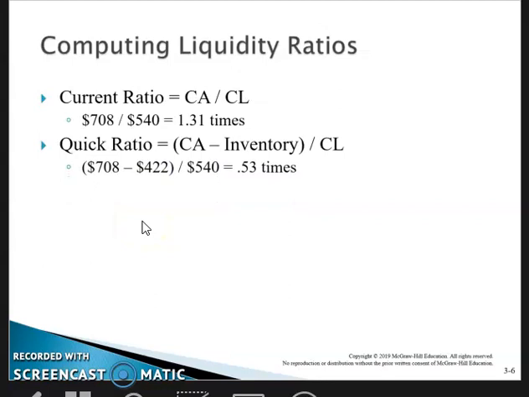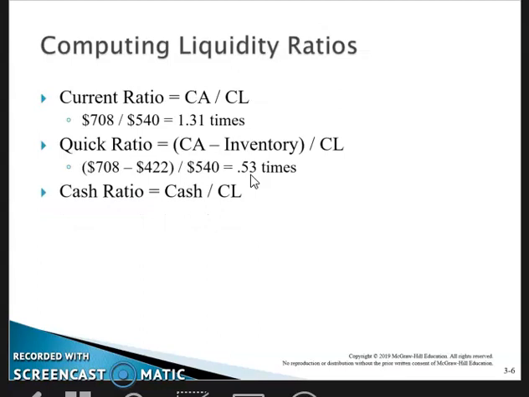So in this case, we subtract out the inventory, and our quick ratio is 0.53 times. This is potentially an indication that if that inventory is illiquid, the company could have trouble meeting its current obligations.